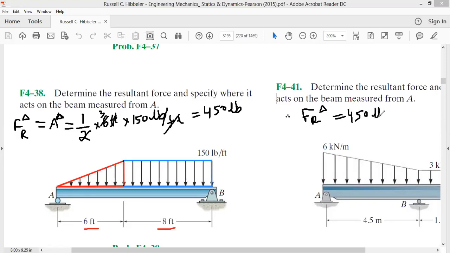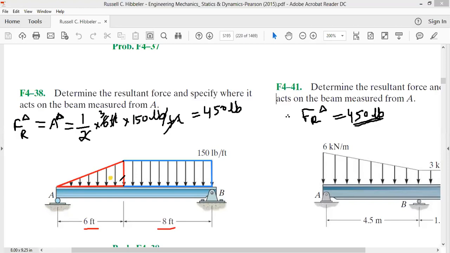Now the question is, where is this load of 450 pound acting? We have already said that the load because of a distributed load system acts at the centroid. Where is the centroid of this triangle? We know this is a right angle triangle. Its centroid will be from the perpendicular side, at a distance 6 by 3. That is, the centroid will be somewhere here. We have already found the centroid will be somewhere here.